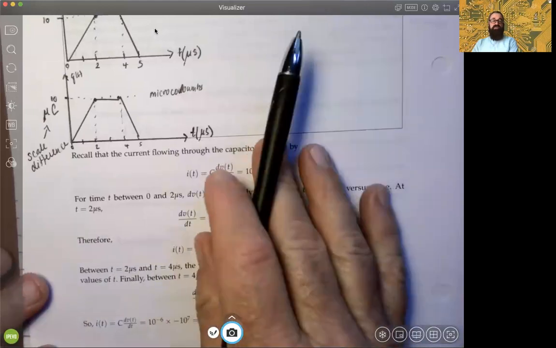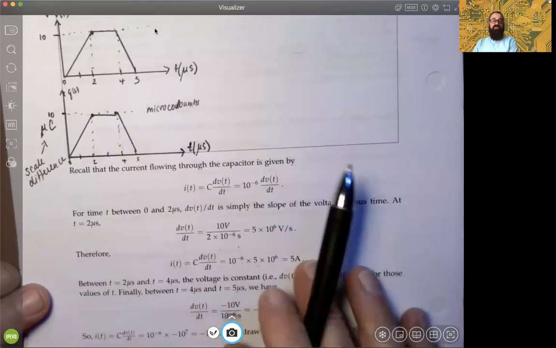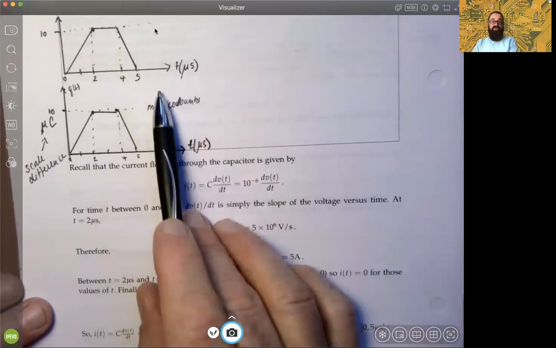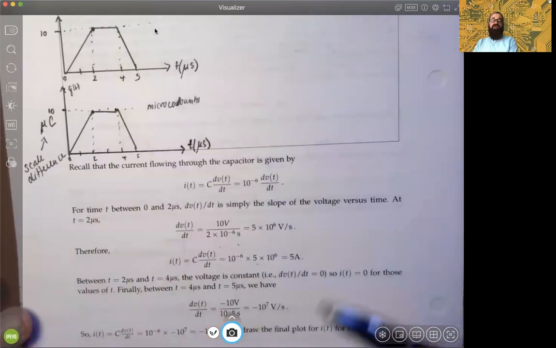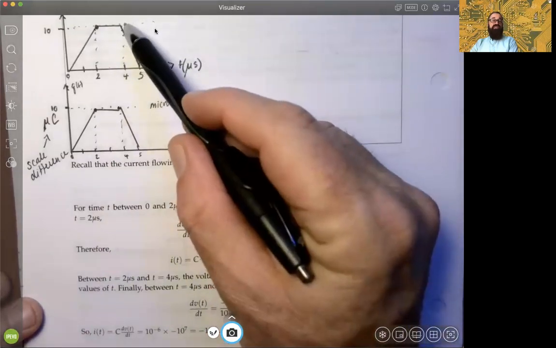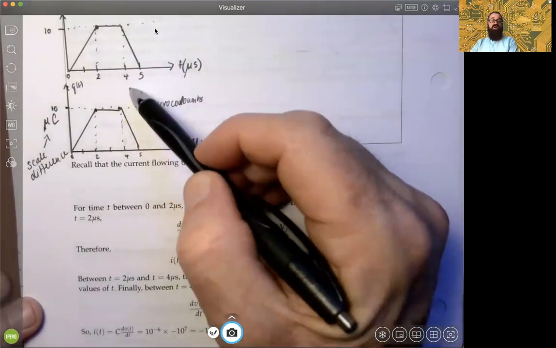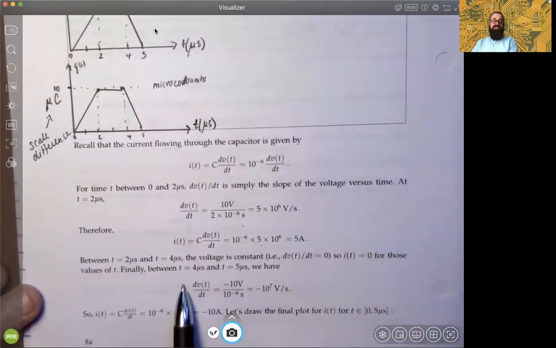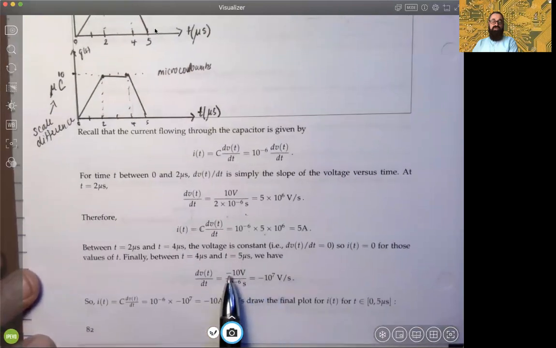And then finally, between 4 and 5, what we have is a drop. In other words, you have a negative slope here. So the rise is now negative 10 because you're going down over a 1 microsecond change. So it's minus 10 volts over 10 to the minus 6 seconds. You take the derivative of that, and you get negative 10 to the 7th volts per second.